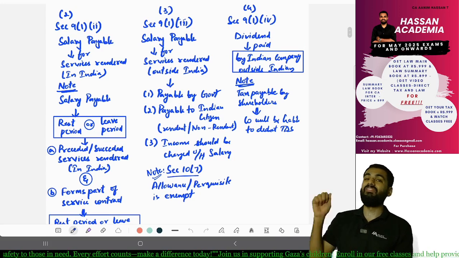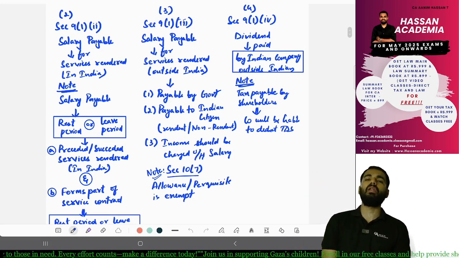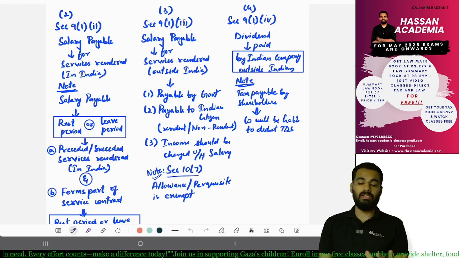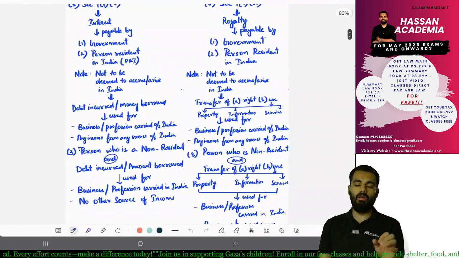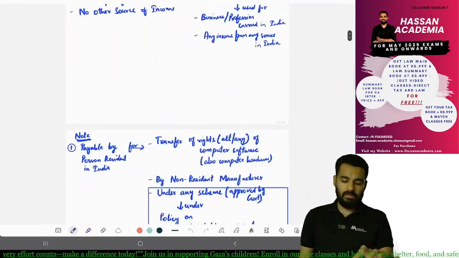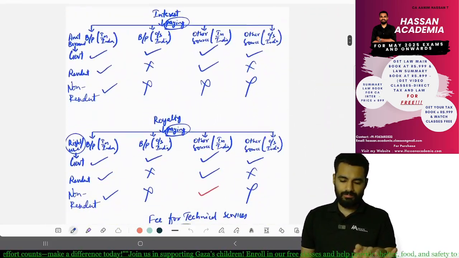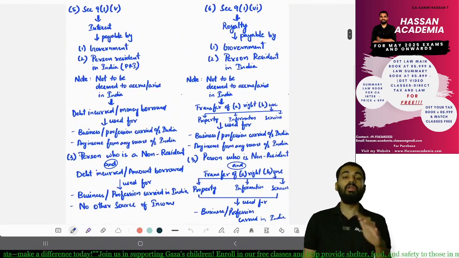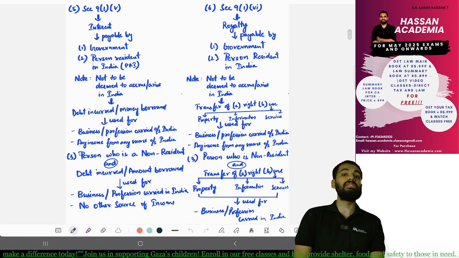Next, if an Indian company has given dividend outside India, you don't have to worry at all. It gets accrued or arises in India. Yes. Next, most important, interest, which we will see here. Okay, we will revise, then we'll come up with the big summary. First, we'll do this study, then we'll come up with the easy summary.